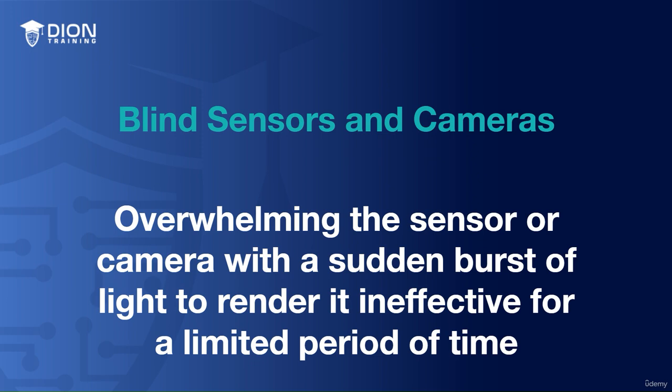Second, we have blinding sensors and cameras. Now, this method involves overwhelming the sensor or the camera with a sudden burst of light in order to render it ineffective for a limited period of time. Devices like high-powered flashlights or lasers can be aimed directly at the camera lens to temporarily or permanently disable it, while heating up a room could be another effective way to blind a sensor that relies on infrared radiation.